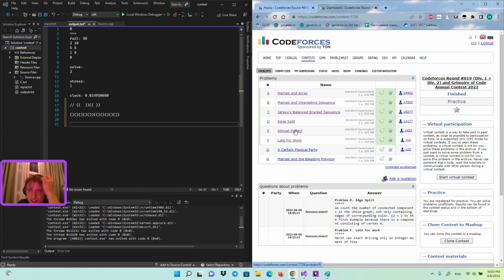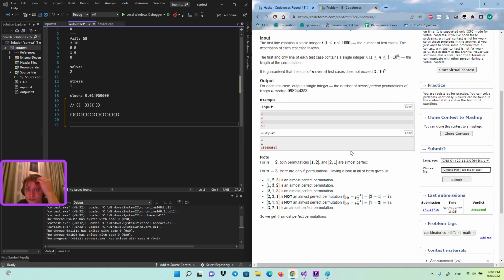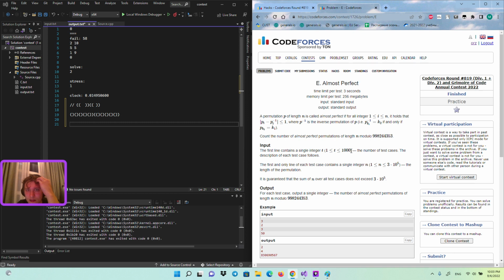So, problem E. Count the number of almost perfect permutations of length n modulo 998244353. A permutation is called almost perfect if for every i, this holds.